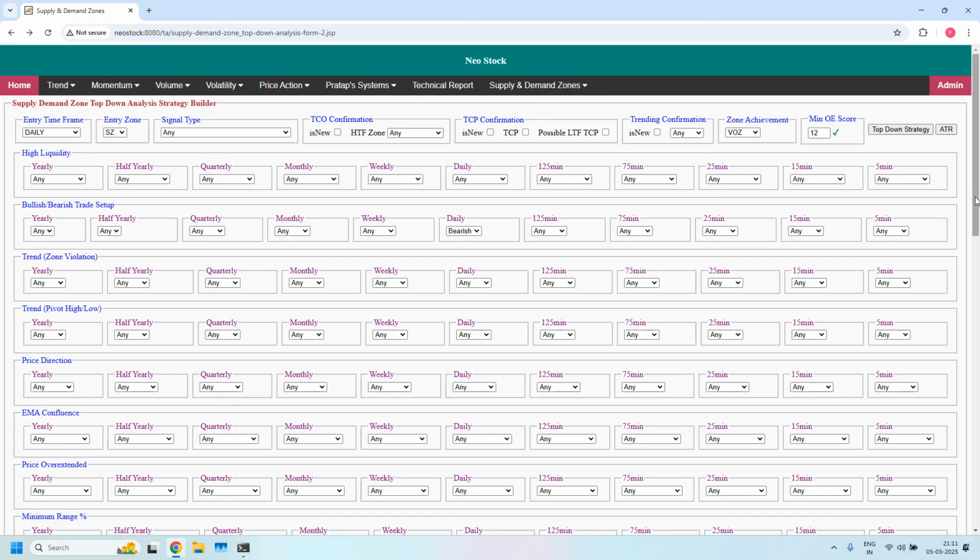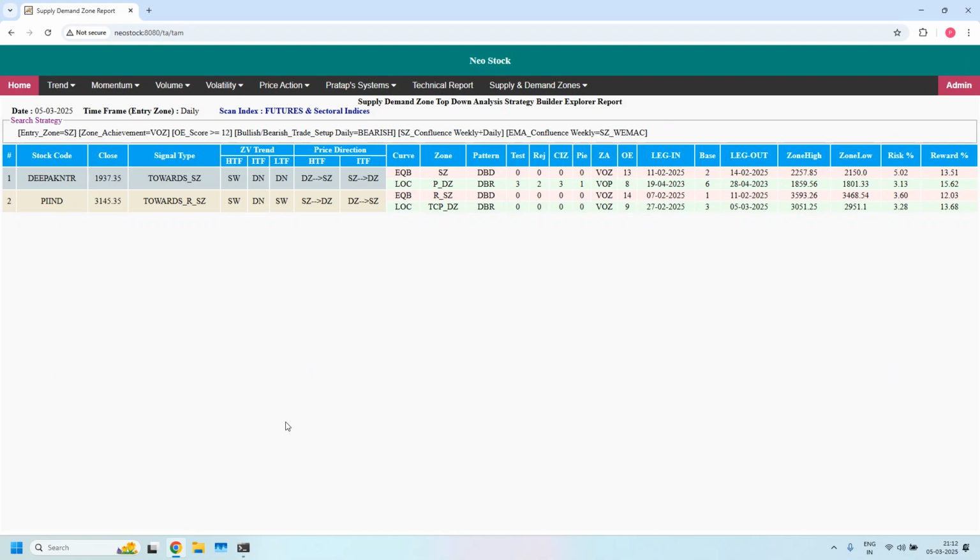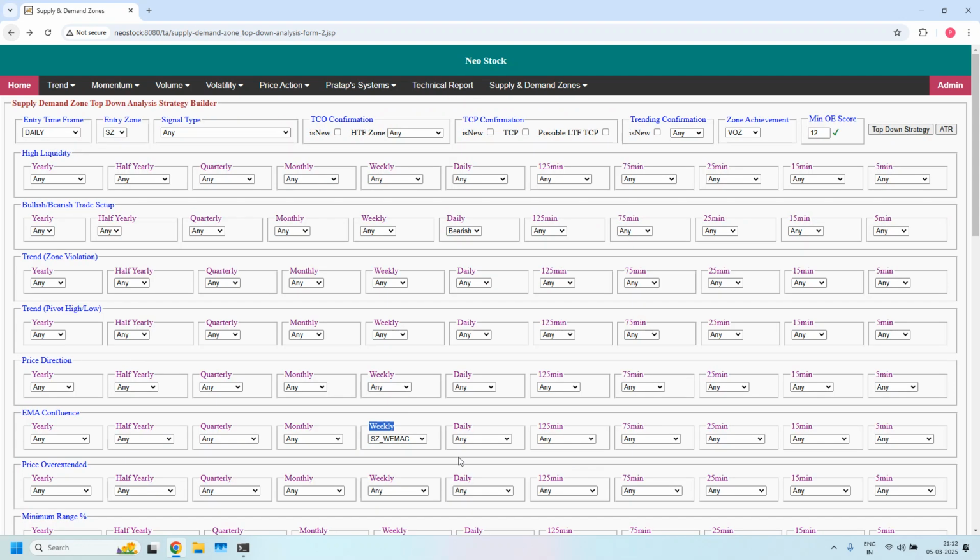Let us look into EMA Confluence among those stocks. So in the weekly time frame, weekly supply zone having weekly EMA Confluence. We got 2 stocks. These 2 are more high probability trade setup supported stocks. LTF, ITF and ITF EMA Confluence. Next we will look into LTF, ITF, HTF supply zone Confluence.